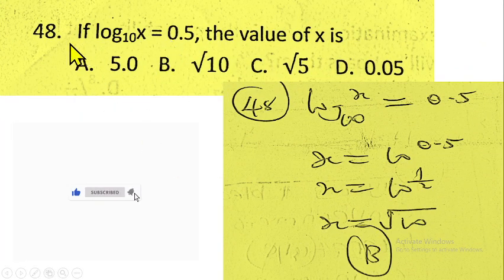Question number 48. If log x base 10 is equal to 0.5, what is the value of x? This is also on logarithm. How often can you raise 10 with 0.5 to get x? So technically you have x is equal to 10 raised to the power 0.5. From there you have x equal to 10 raised to the power half, because 0.5 means half. 10 raised to the power half means square root. So x is equal to square root of 10, which means that option B is the correct option for question number 48.